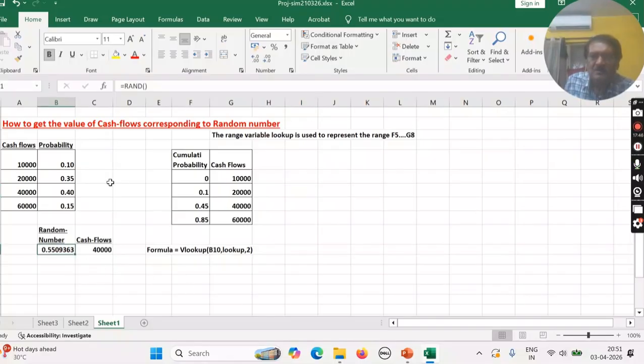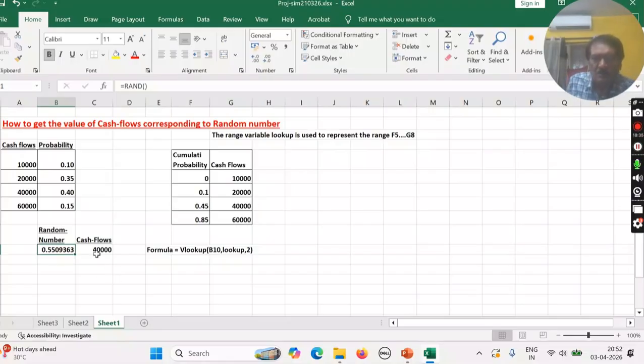Now see, this is the random number. I want to get the cash flows for this random number, used as the cumulative probability. We will take 0.55. Then what will be the cash flows? Because any random number may come here. So 0.55 means it is above 0.45, but up to this, that means the demand will be 40,000. I think it is clear.